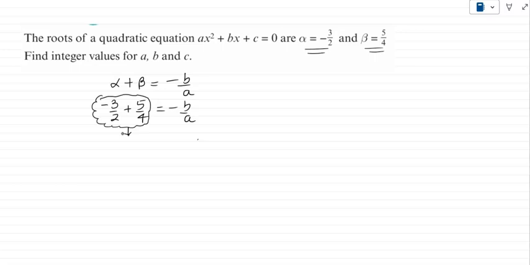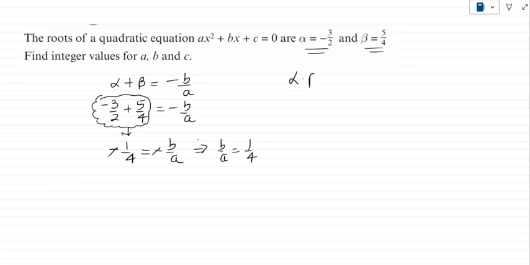Yes, speak. Negative 1 over 4, that's right. That is minus b over a. So minus and minus cancel. We got b over a is 1 over 4. Okay, so from here we got b over a is 1 over 4.